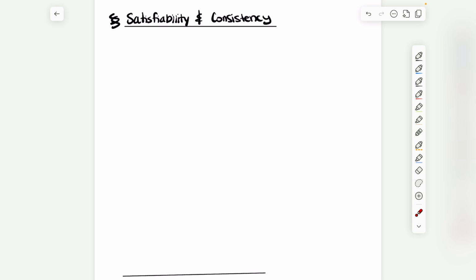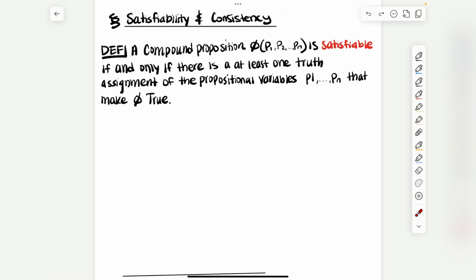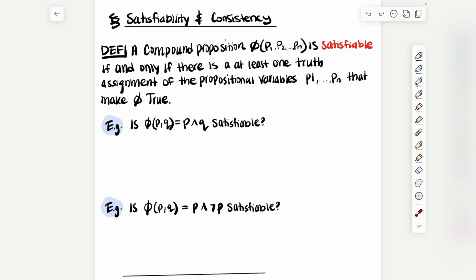So compound propositions have certain properties. You can check if a compound proposition is satisfiable or if a set of compound propositions are consistent. So the definition of a compound proposition, phi, made up of any number of propositional variables, is satisfiable if and only if, anytime we have a proper definition in discrete, it has to have if and only if, there is at least one truth assignment of the propositional variables, from the first variable to the nth variable, that makes the compound proposition true. That doesn't make sense? No problem. Let's do an example to put this into perspective for you.